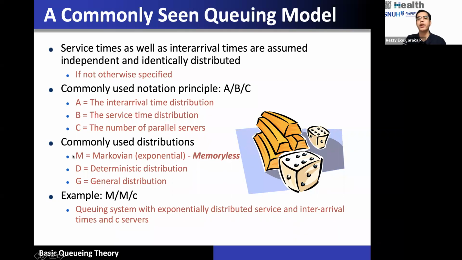And about the commonly used distributions here: if you're talking about quantitative models, it's about the exponential distribution or Poisson distribution. That's why we have the Markovian process. I hope you don't forget about last week, we have the stochastic process, so queuing is part of the stochastic process. D means deterministic distribution, and G means general distribution. For example, we have M/M/C. M/M/C means a queue system with exponentially distributed service and interval times, and C servers. M is Markovian, and C is the number of servers. Sometimes the number of servers can be 0, 1, 2, or up to infinity.